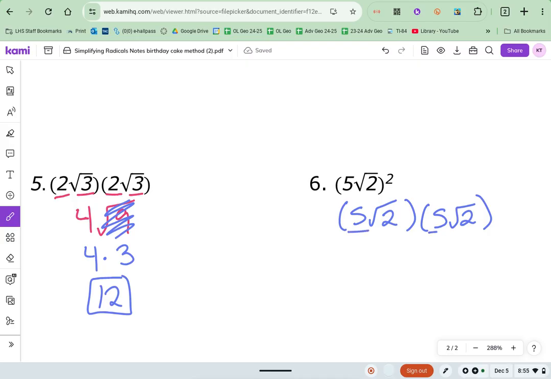All right, so 5 and 5, that's 25. 2 and 2, that's root 4. What is the square root of 4? 2. So that's just 25 times 2, or 50.